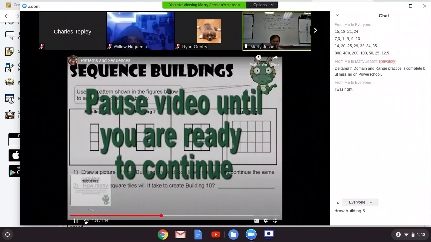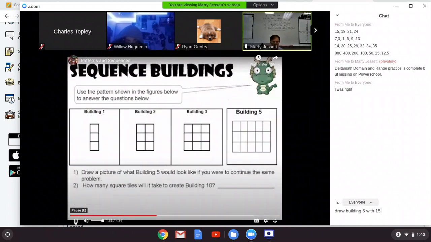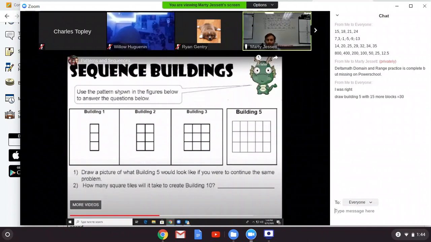So if you have it right, whoops, don't reveal the answer. Go back. Second, how many square tiles will it take to create building 10? Good, so I see a couple numeric answers. Interesting. Yeah, there's some very creative ones, some straightforward ones.